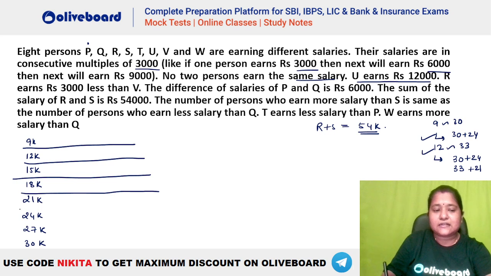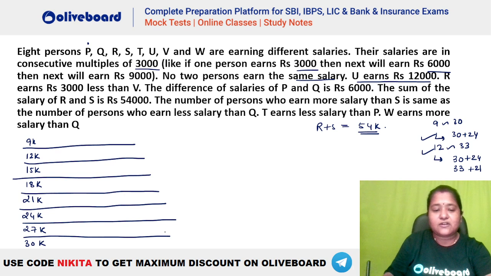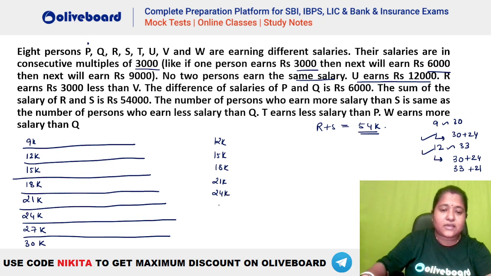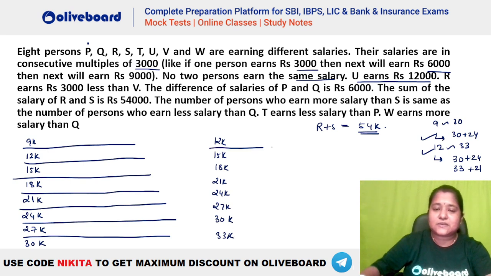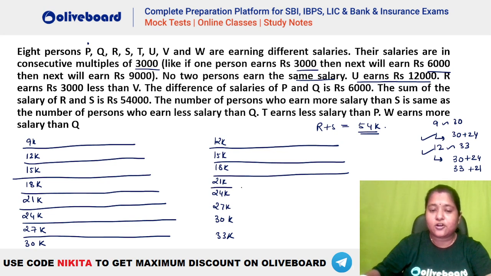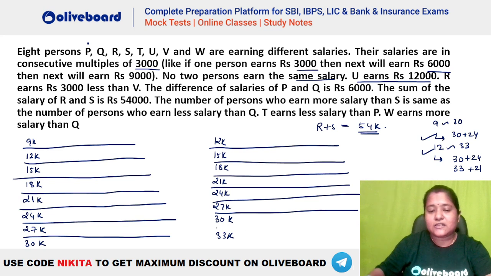Similarly, we have another case where we are taking 12k to 33k, where we are having 2 possibilities. So let's make that also. Let's say we take 12k here, then we have 15k, then 18k, then 21k, similarly 24k, 27k, 30k and 33k. So in this case we have 2 possibilities, that is either 30 plus 24 or 33 plus 21. So we will try out all the three cases here.